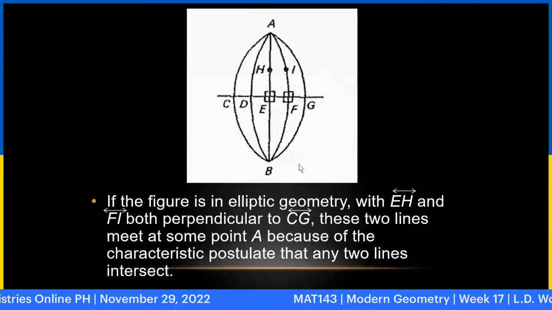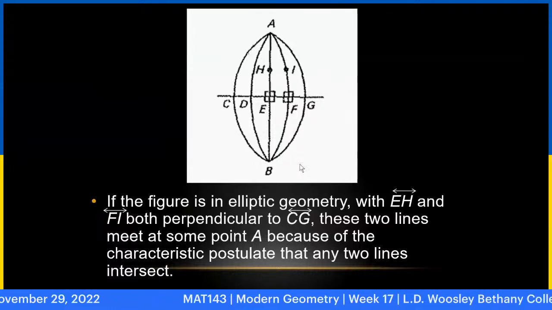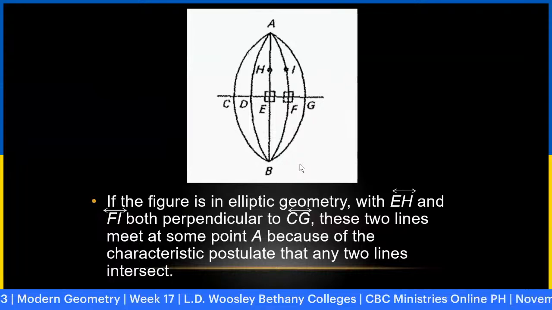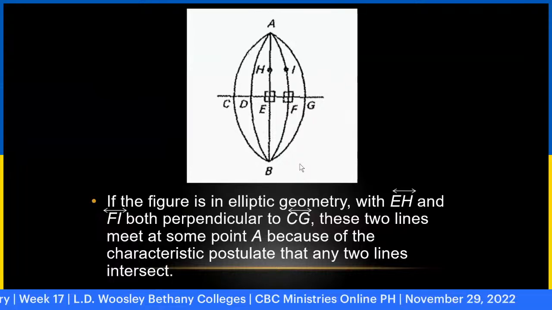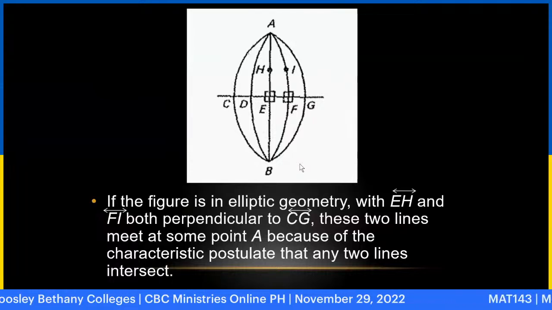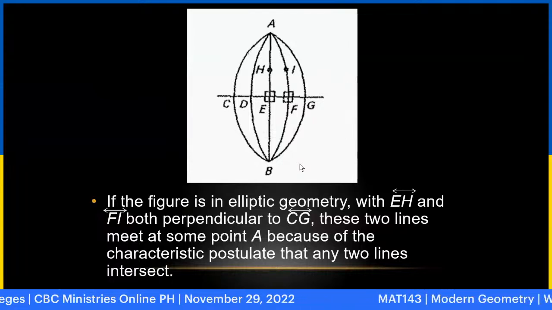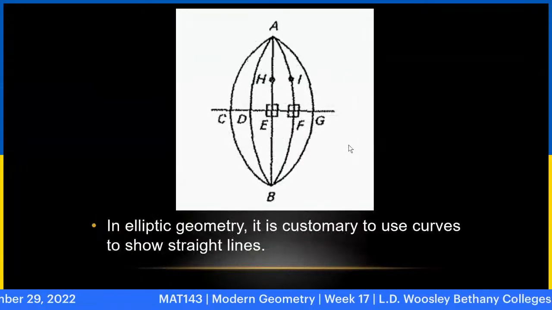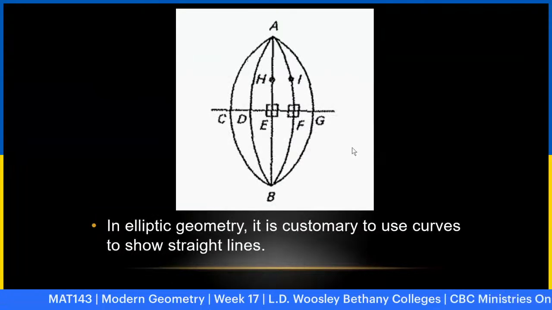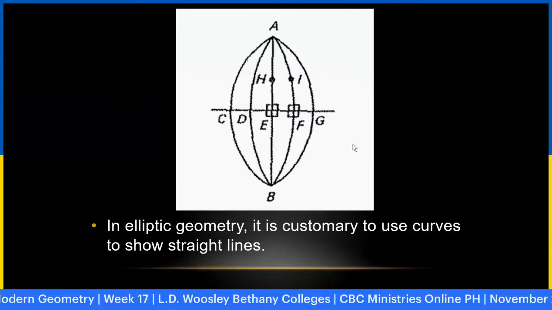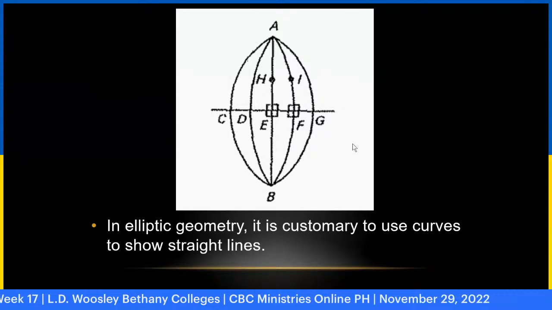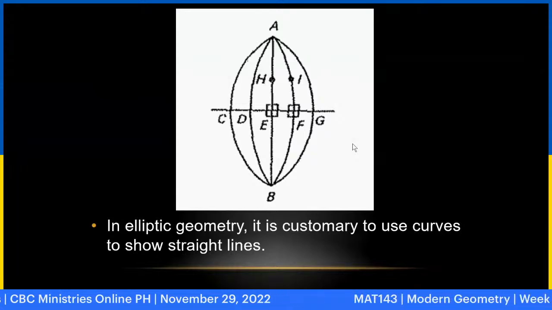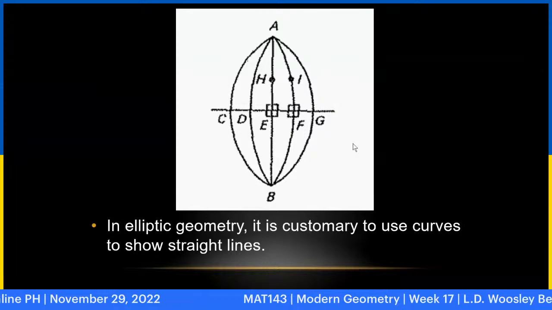So that is elliptic. So though they are parallel, no, with respect to the equator, they will still intersect at both North and South Pole. Okay, so that is elliptical or spherical geometry. So in elliptic, it's customary to use curves to show the straight lines. Lalo na yung mapa, when converted to a globe, that becomes a curve. And the curve will always intersect at a particular point, right?